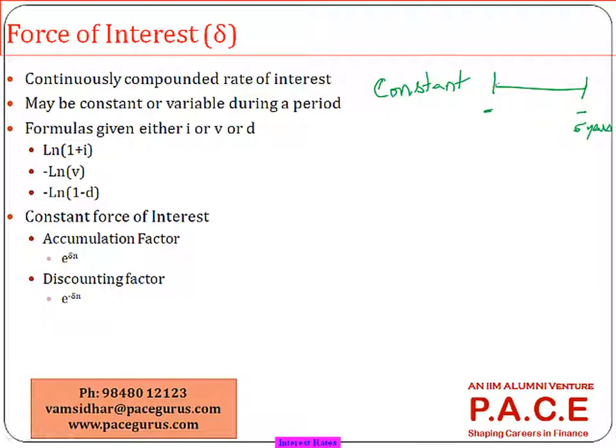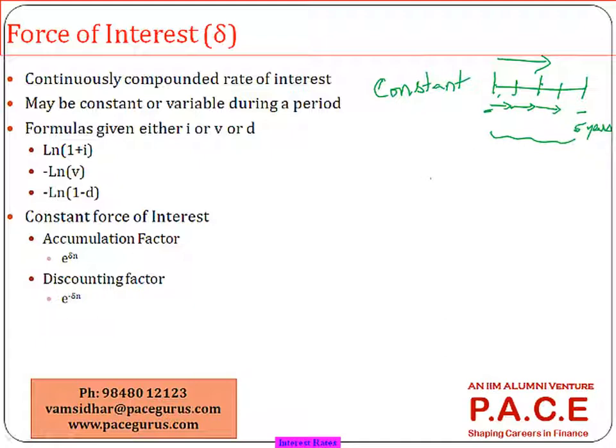Right? Probably it's a continuously compounded rate of interest, but for the entire 5-year period, it is constant. Those kinds of scenarios we'll be observing some of them. So where the force of interest is constant, or you may have scenarios wherein it is constant between this and this period, and some other number between this and this period, some other between this and this period.